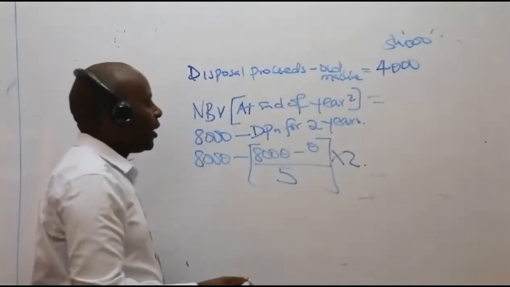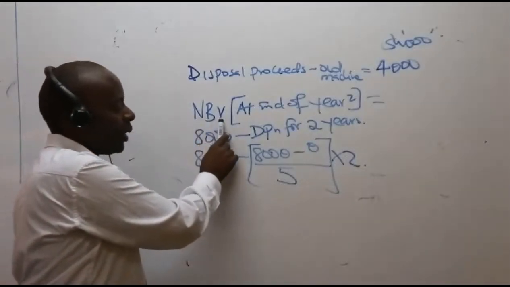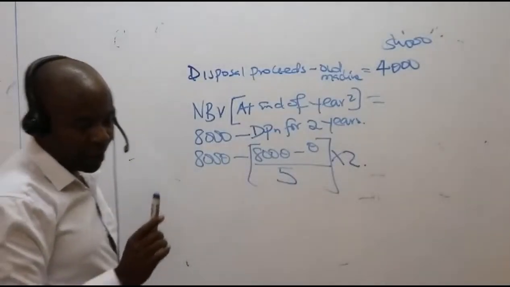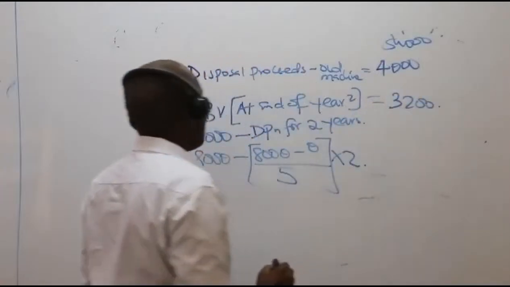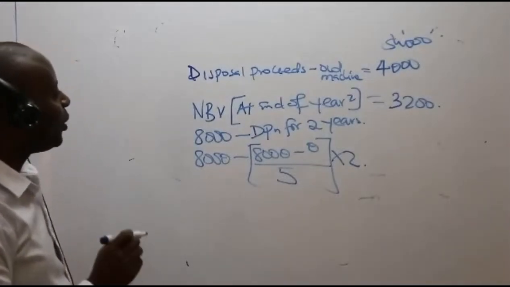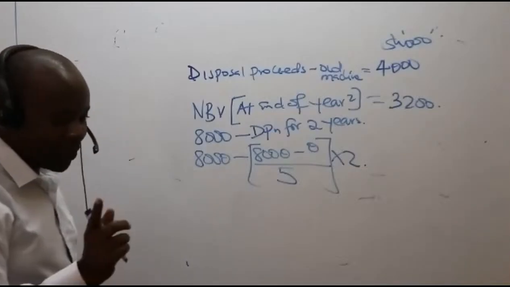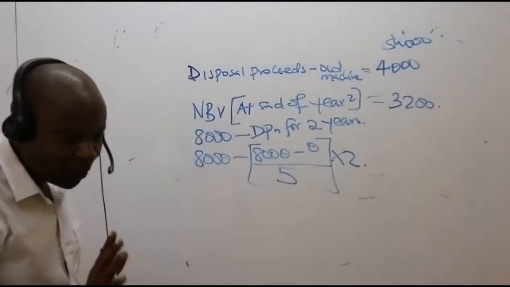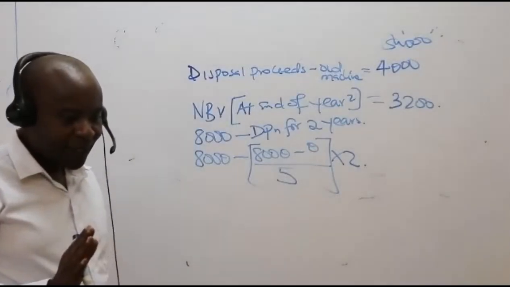So is there anybody who is able to give me the net book value of this particular old asset at the end of year 2? Olivia tells me it is 3,200. So this 3,200, ladies and gentlemen, I can see this time around they've made a profit, right? No, they're saying no.